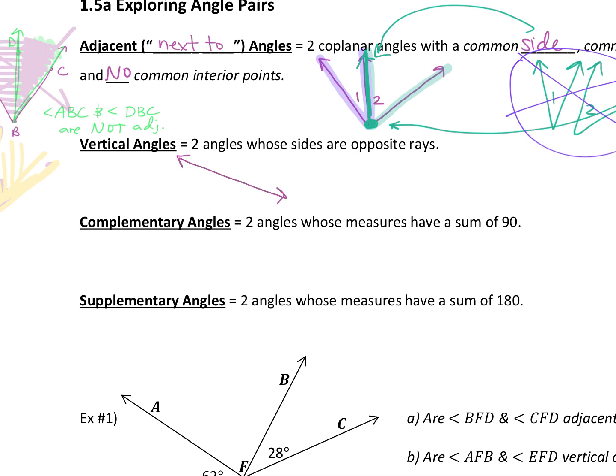Vertical angles have to have, remember opposite rays? What are opposite rays? They go on forever. They go on forever in opposite directions, right? So if one goes this way, the other goes this way, okay?